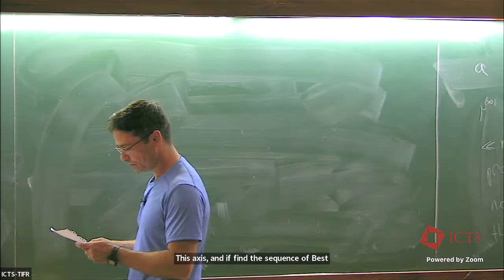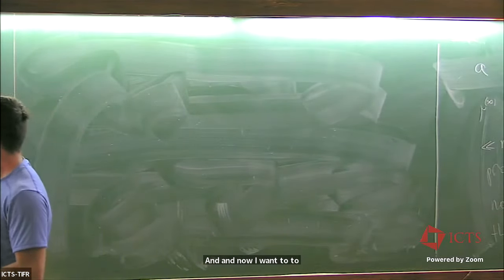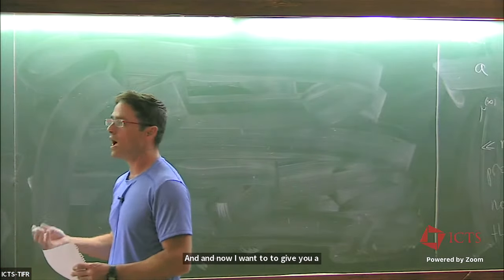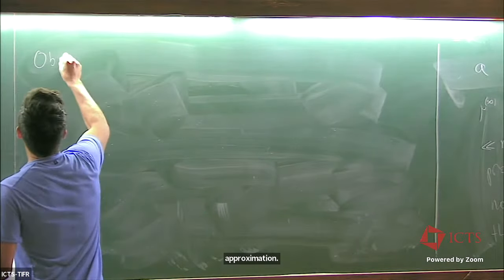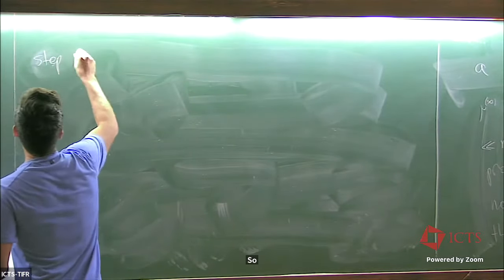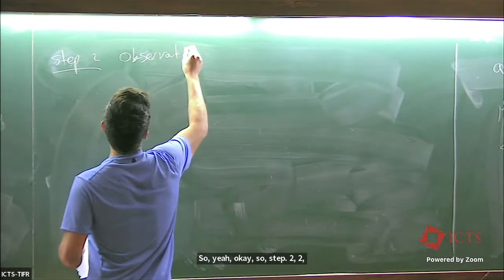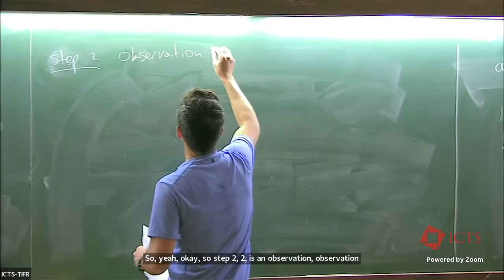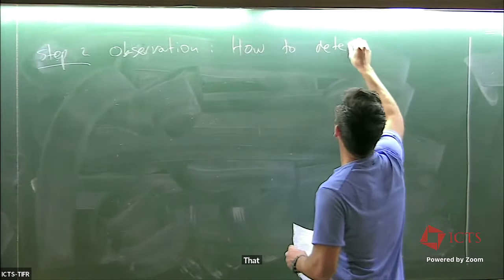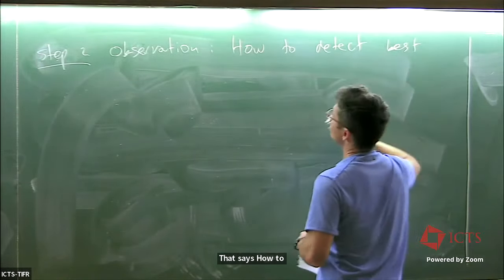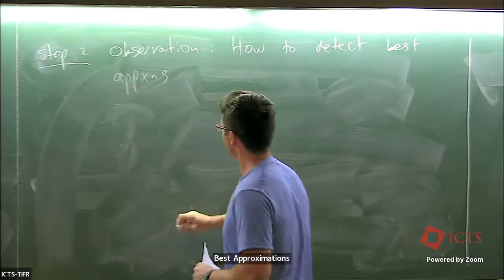And now I want to give you a geometric observation of how to detect when a vector is the best approximation. So step two is an observation that says how to detect best approximations. And I'll do it with a drawing.